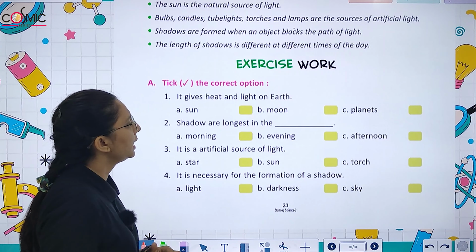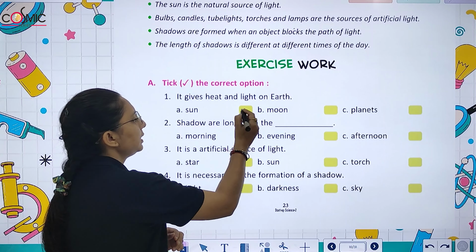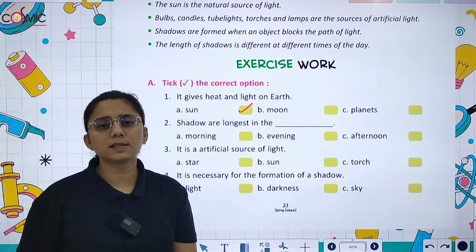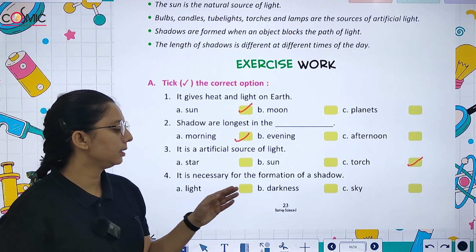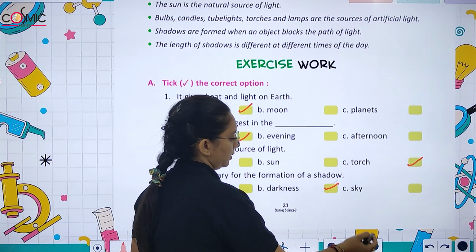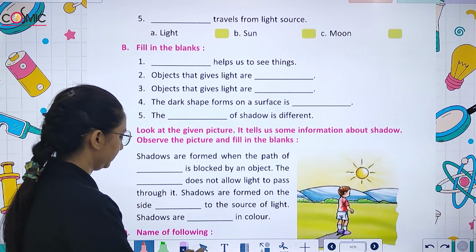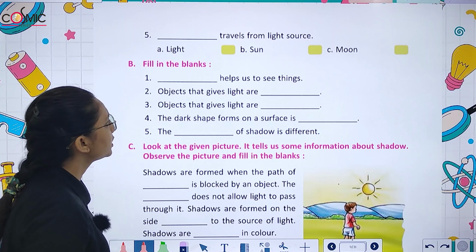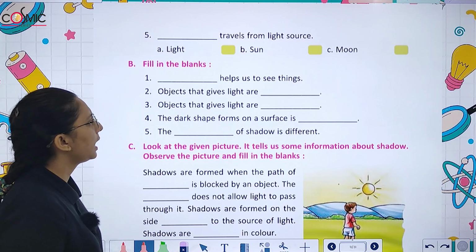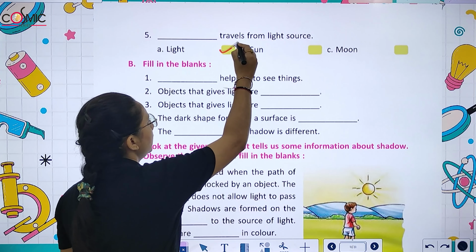Tick the correct option. It gives heat and light on earth. कौन देता है, sun. Shadows are longest in the morning and evening. It is the artificial source of light. Star, sun या torch. It is necessary for the formation of shadow. Light, darkness, sky. Darkness. Dash travel from the light source. Your light, sun या moon, light.